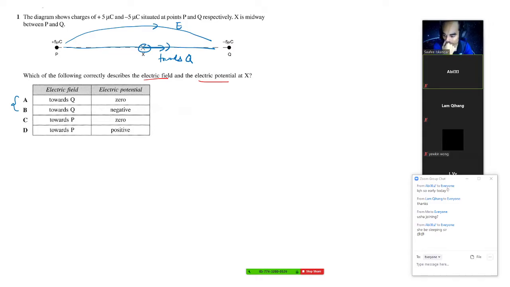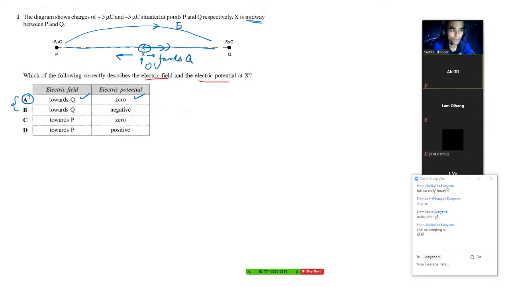So electric potential, because it's at X, it's midway. So at this point, it will be zero V, zero potential difference, no potential difference actually, because it's cancelled by the left and cancelled by the right. So it's actually zero V. So the answer will be A, towards Q, and electric potential will be zero.